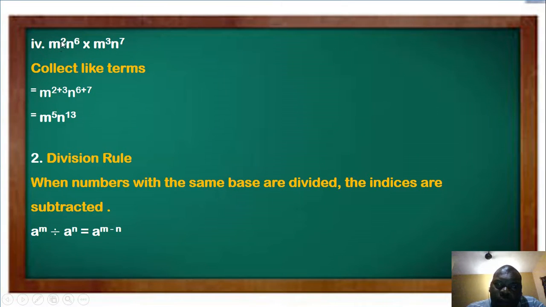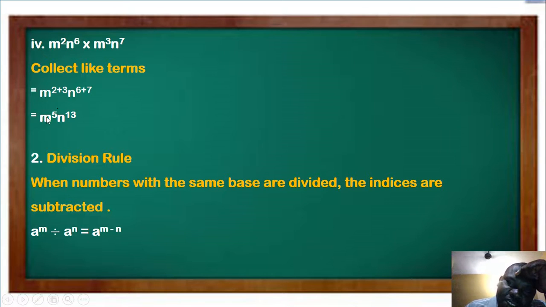Another example: m raised to power 2, m raised to power 6 times m raised to power 3, n raised to power 7. Collect the like terms. When you collect the like terms, that's m raised to power 2 plus 3, then times n raised to power 6 plus 7. The n has 6 and 7 here, so we just group the numbers like that. So m raised to power 2 plus 3, then n raised to power 6 plus 7.